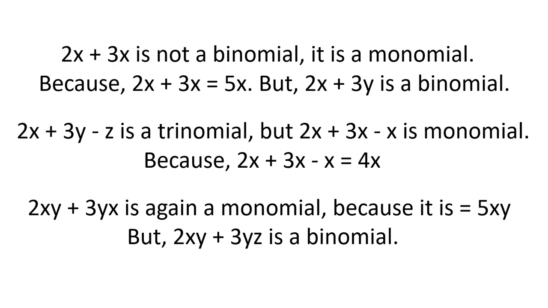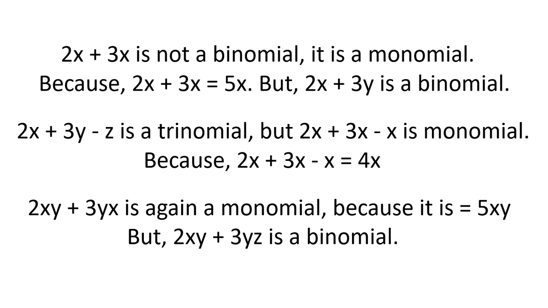Now a word of caution, just an example to clarify the confusion. 2x plus 3x is not a binomial. It is a monomial. Why? Because 2x plus 3x is equal to 5x, because 2x and 3x are like terms. Their algebraic factors are same. They are not unlike terms. So 2x plus 3x, they can be added, and that gives us 5x, which is a monomial. But 2x plus 3y is a binomial, because 2x plus 3y cannot be added together.